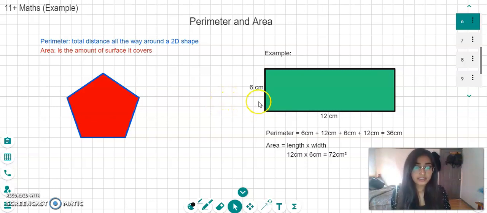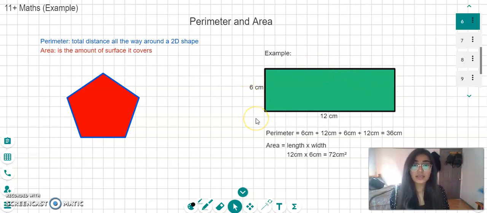Now, if we go on to this example here, you've been given a rectangle with 2 measurements here and here, but you've not been given these 2 measurements here. But because of shape properties, we know that this side is equal to this side, and this side is equal to this side, because a rectangle has 2 equal sides. So we know this would be 6 centimeters as well, and this length here would be 12 centimeters as well.